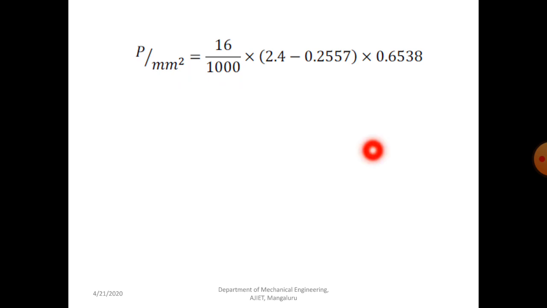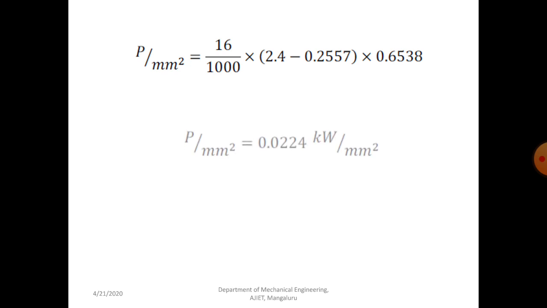So substitute here the power transmitted per mm² area. So 16 is the velocity divided by 1000, because whatever the power we get is in terms of kilowatt, that's why this is 1000. So 2.4 is nothing but the maximum stress or allowable stress or design stress, minus centrifugal stress, that is 0.2557. So that term is called the constant term, it is denoted by k. That k value is 0.6538.